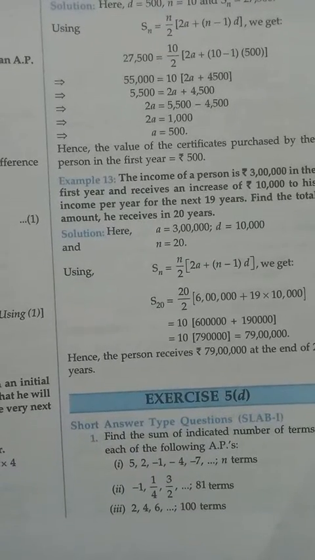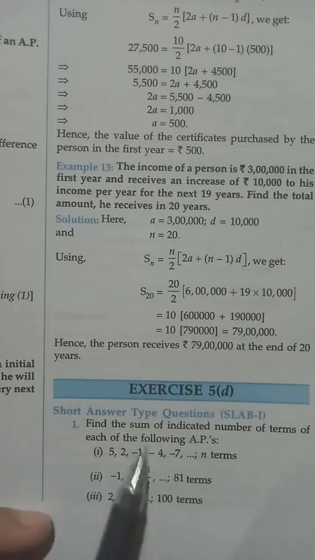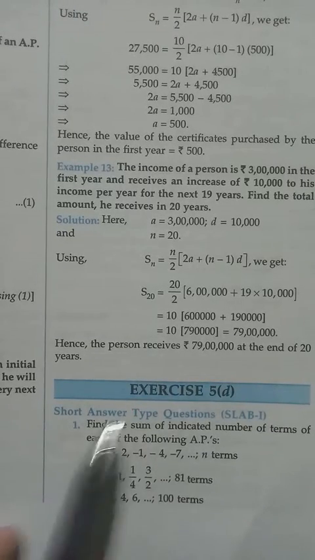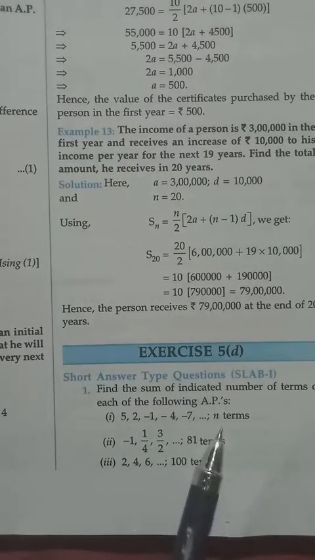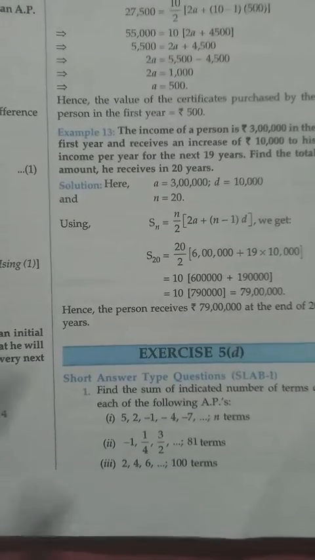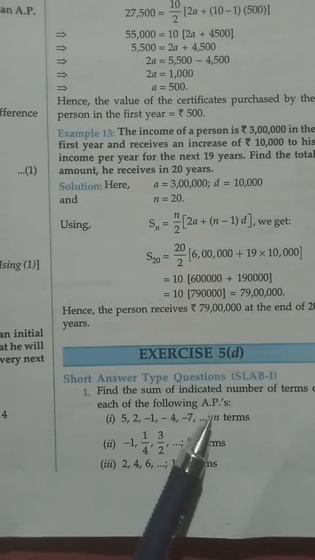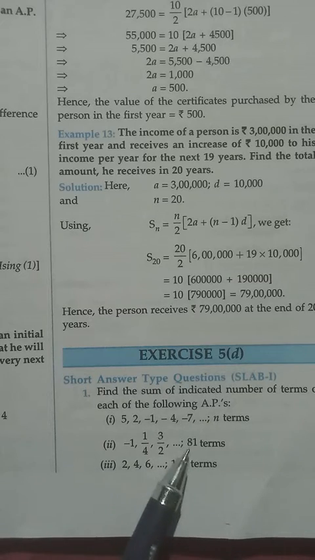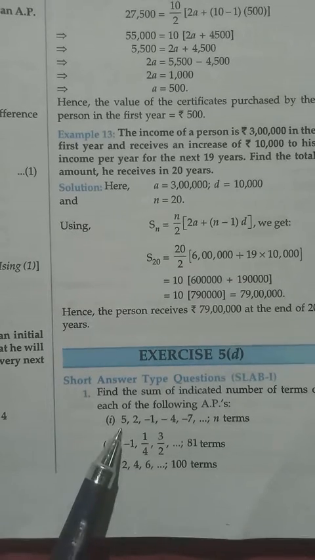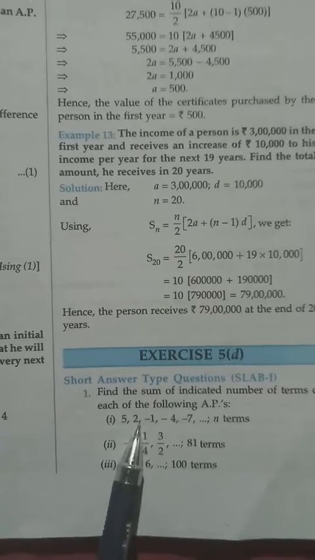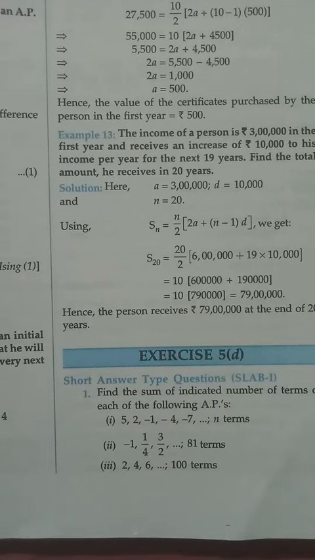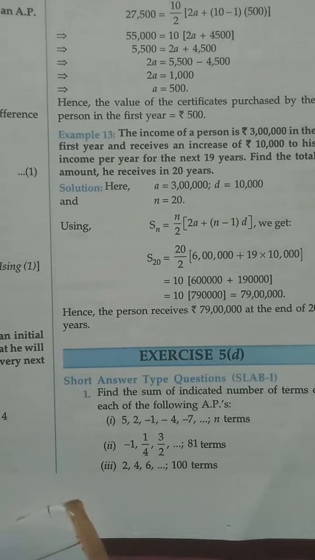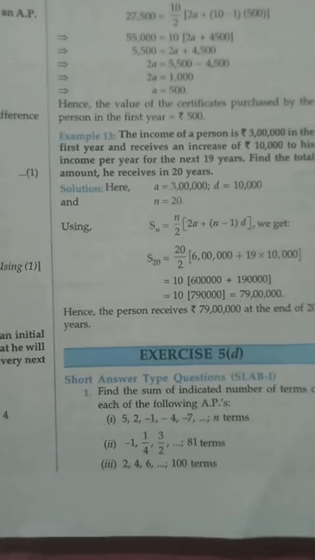Now you see they say find the sum of the given APs. So these are APs already. Then you look at this last one. If there is TH, that means the given number is n. Here n is 81, here n is 100. First term you know 5, second term you know 2. You can easily find the common difference. Common difference is second term minus first term. So 2 minus 5, it will be equal to minus 3.